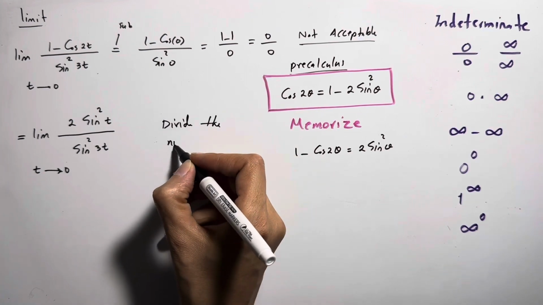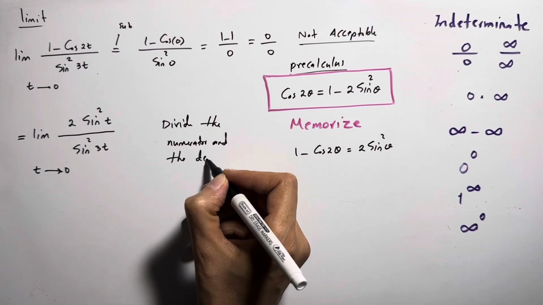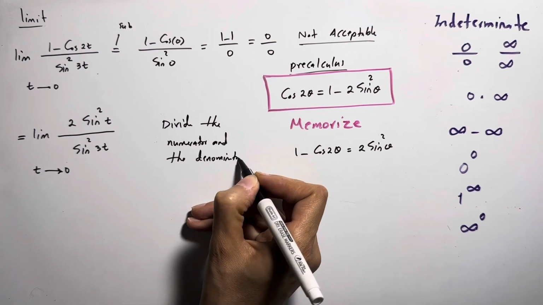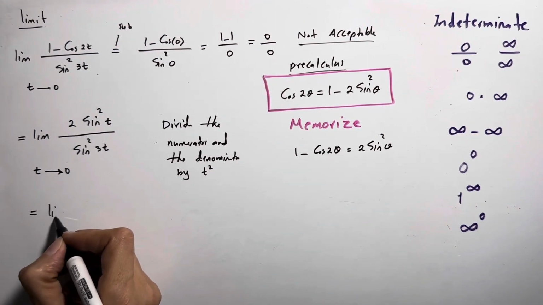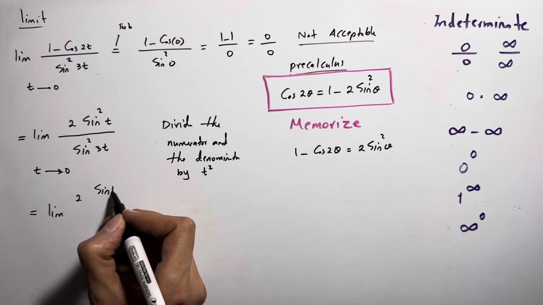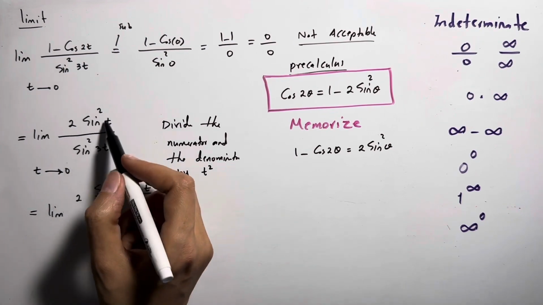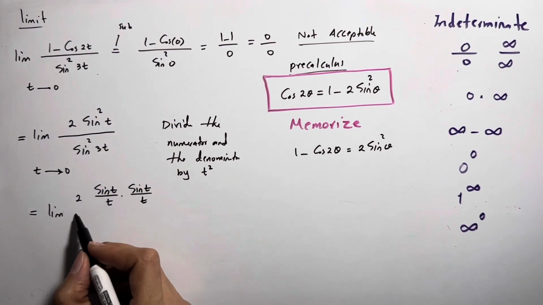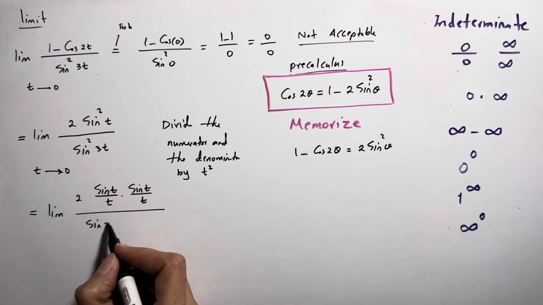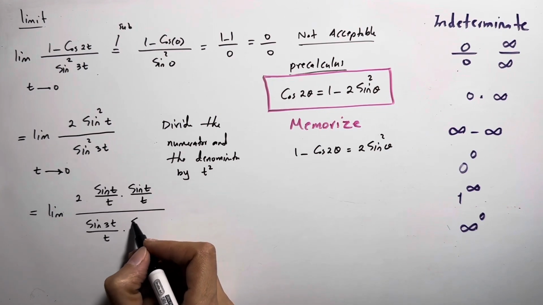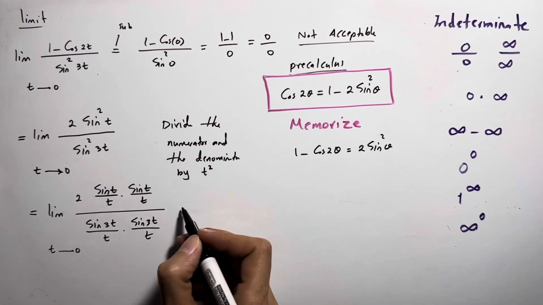Divide the numerator and the denominator by t squared. Why is that? Because here you have the limit of 2 times sine t divided by t and sine t divided by t. When you have sine squared, it means that you have sine times sine, divided by sine 3t dividing by t, and sine 3t dividing by another t, t squared, as t goes to 0.